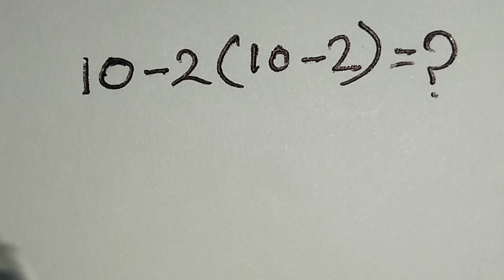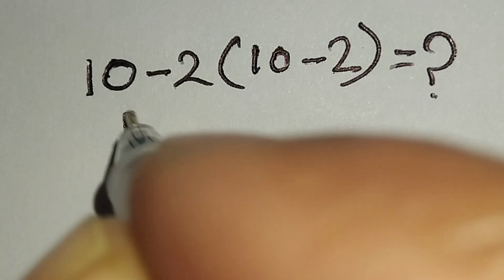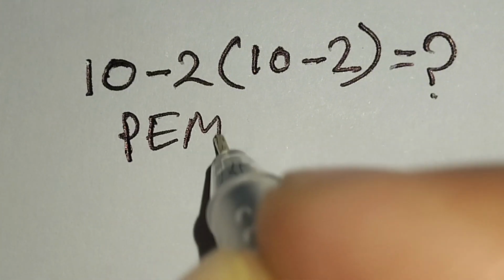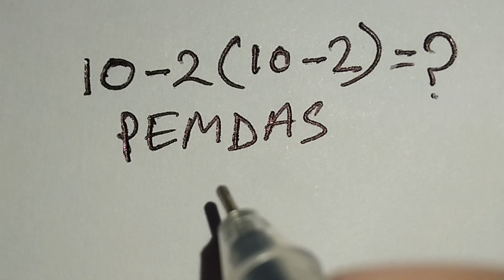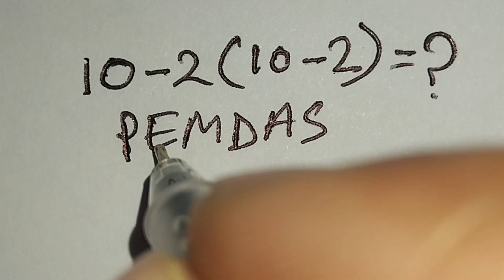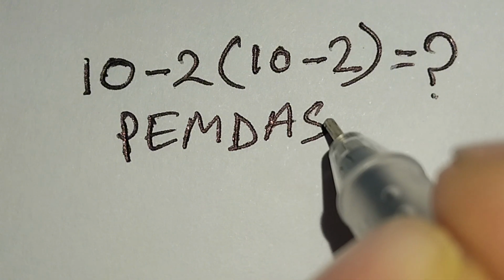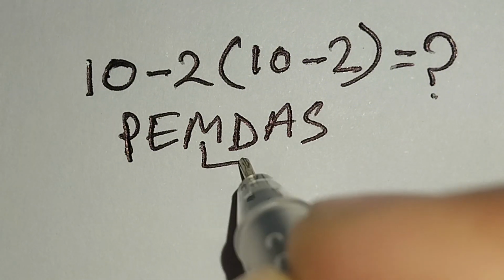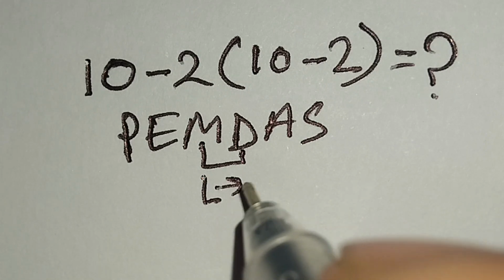Now I will apply PEMDAS rule to solve this math correctly. PEMDAS, PEMDAS. According to PEMDAS rule, at first we have to work with parentheses, then exponent, then multiplication or division, then addition or subtraction. Remember, multiplication and division have same priority. For this we have to work left to right.